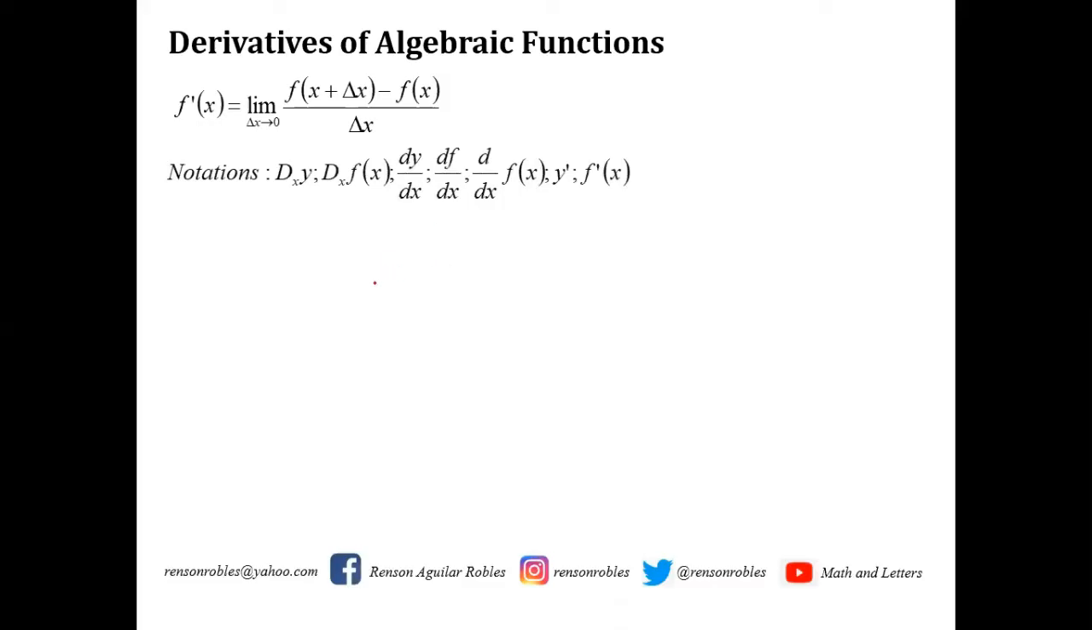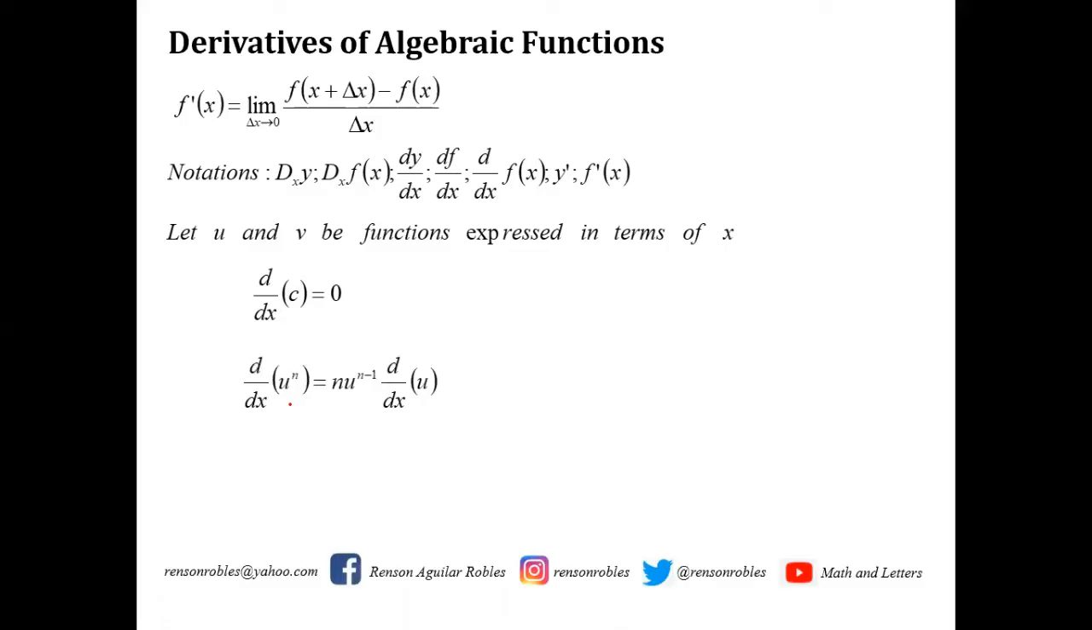Okay, and if y is written in terms of x, then the following notations are used. Here we shall let u and v be functions expressed in terms of x, and the following are the formulas of differentiation. For the derivative of a constant, that is equal to 0. Then we have the power rule, derivative of u to the n is equal to n u to the n minus 1 du. And then we have the sum rule, derivative of u plus v is equal to the derivative of u plus the derivative of v.